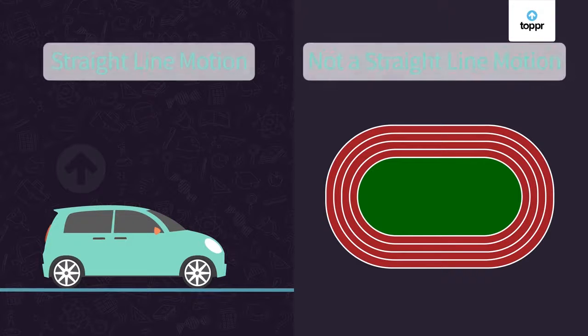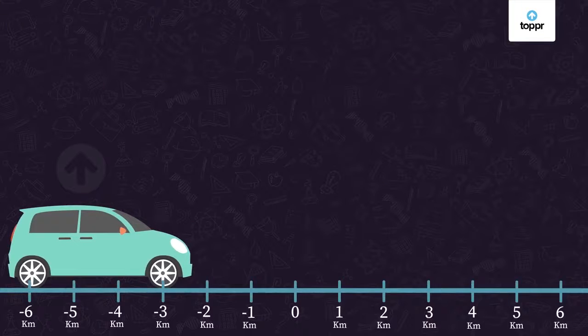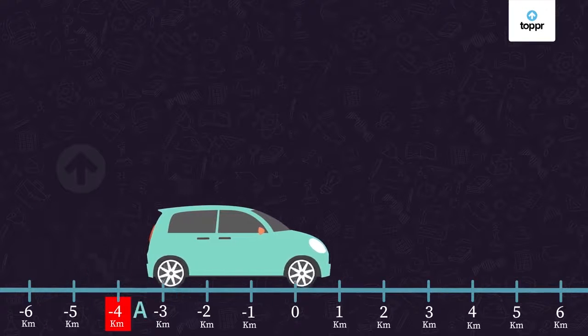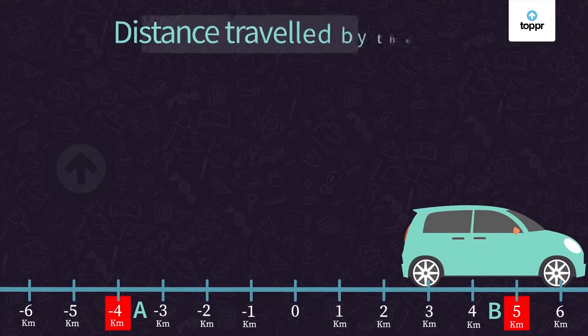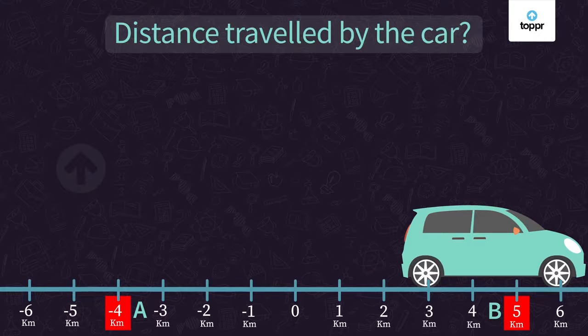Okay, now I have a question for you. If a car moved from here to here, what was the initial and final position of the car? And how much distance did it travel? Think about it, but for now, let's have a quick recap.